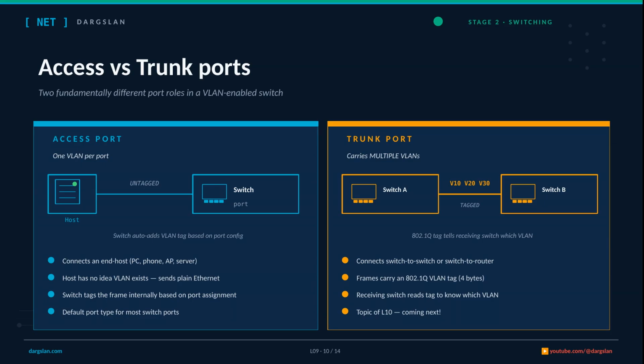Now, that access command we just used, it's only half the story. Switch ports come in 2 flavors: access ports, which carry exactly 1 VLAN and connect to end devices like PCs or phones. The host has no clue VLANs even exist. It just sends plain Ethernet, and the switch quietly tags the frame on its behalf. Trunk ports are different beasts. They carry multiple VLANs over a single link, usually between switches. And every frame gets an 802.1Q tag, so the receiving switch knows which VLAN it belongs to. Access for hosts, trunk for infrastructure, and we'll unpack trunking properly in the very next lesson.